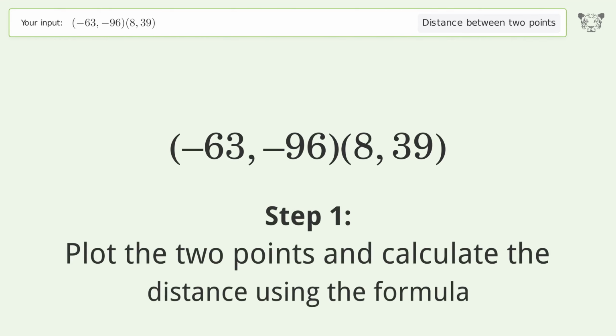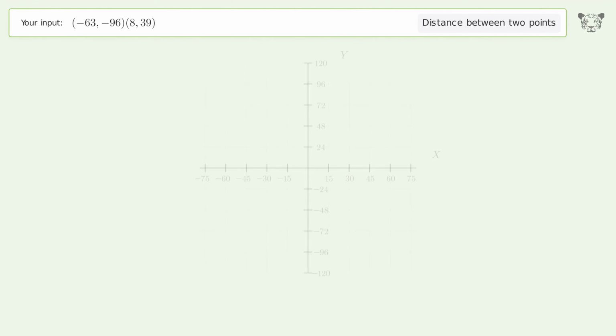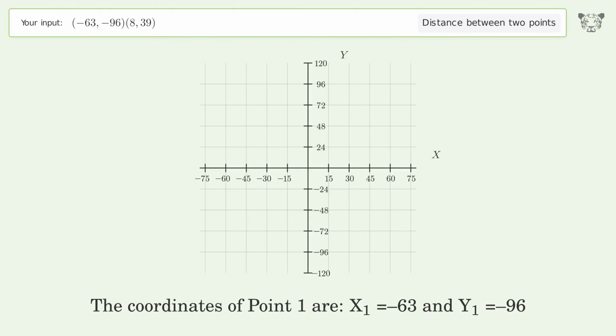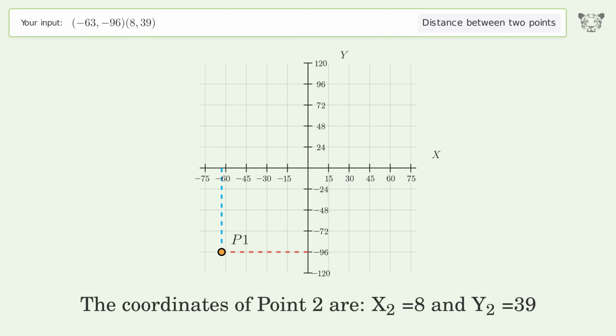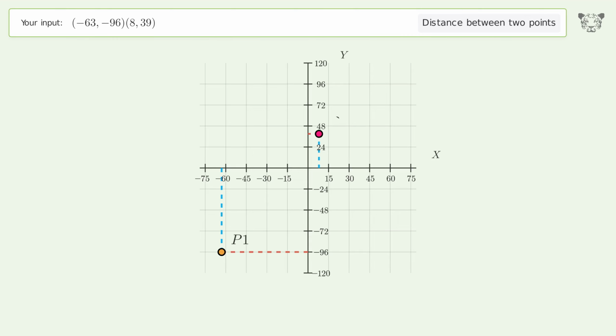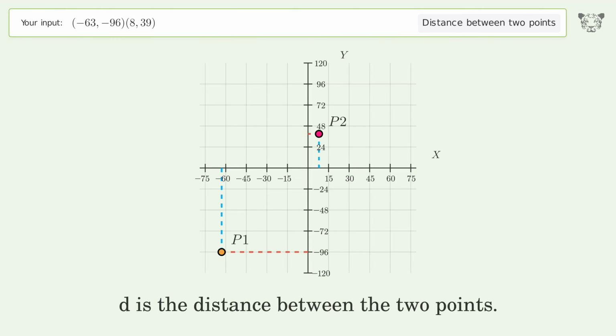Plot the 2 points and calculate the distance using the formula. The coordinates of point 1 are, x1 equals -63 and y1 equals -96. The coordinates of point 2 are, x2 equals 8 and y2 equals 39. D is the distance between the 2 points.